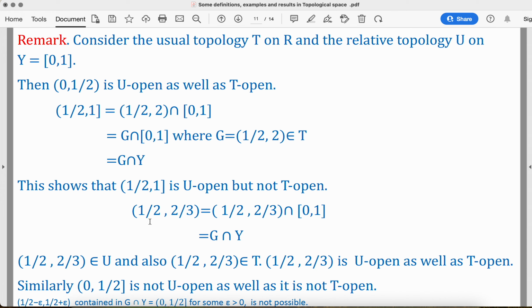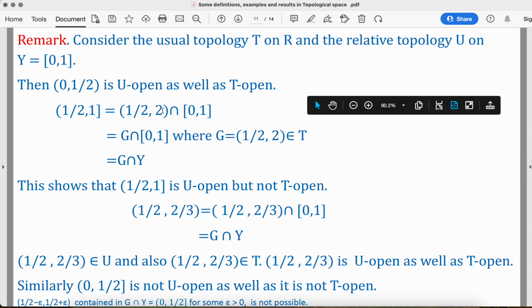If we consider the open interval (1/2, 2/3), then (1/2, 2/3) intersection with the closed interval [0, 1] is equal to G intersection Y. Here G is (1/2, 2/3) and it belongs to U, and also (1/2, 2/3) belongs to T. So (1/2, 2/3) is U open as well as T open. Actually it is the closed interval [0, 1] here.